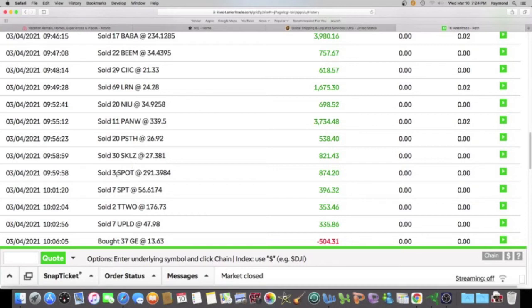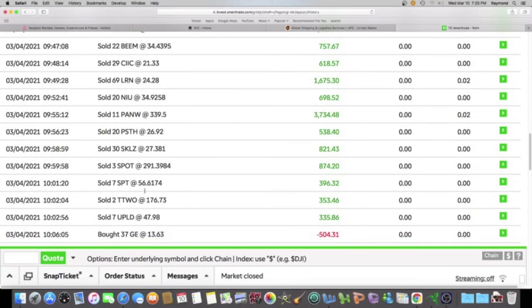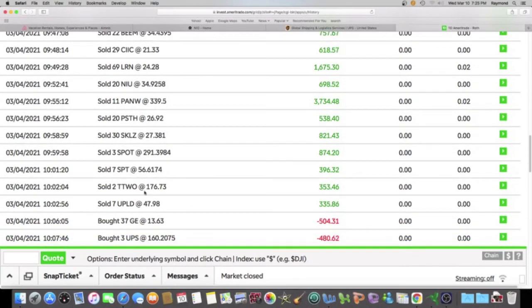Stock ticker SPOT. This is Spotify. And again, I made a profit, decided to just sell a little bit. Stock ticker SPT. This is Sprout Social. It was dropping really quickly. I actually broke even when I sold this, so no gain, no loss. But I got that money to do something else with.